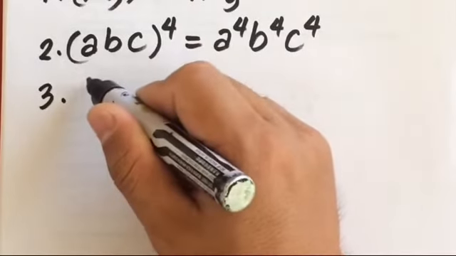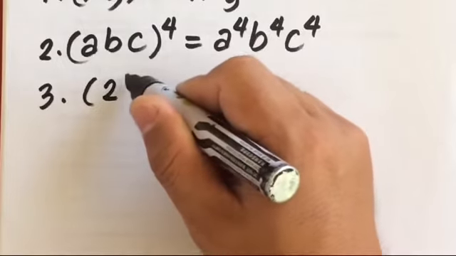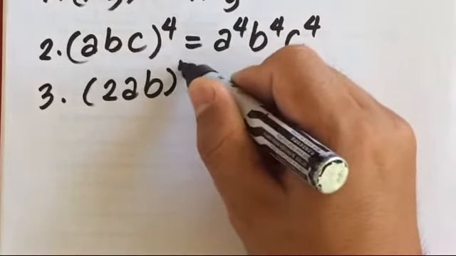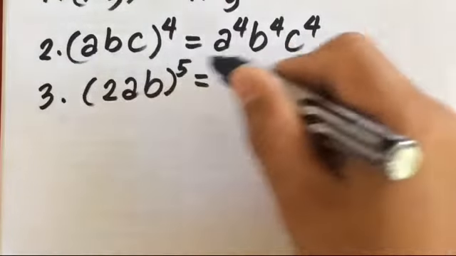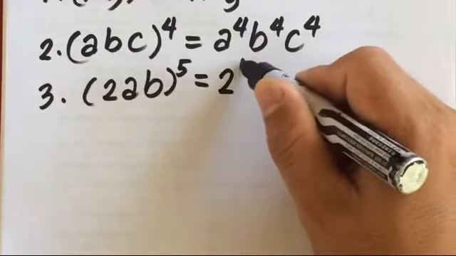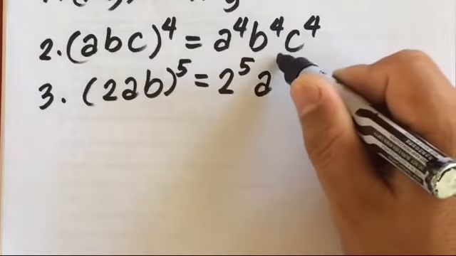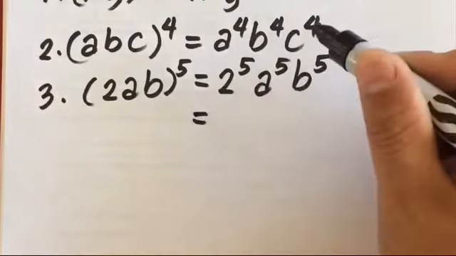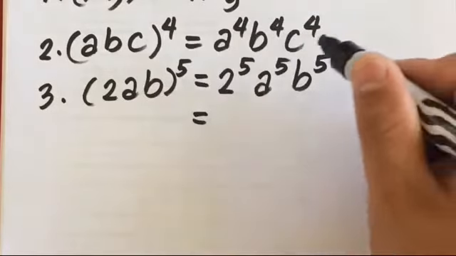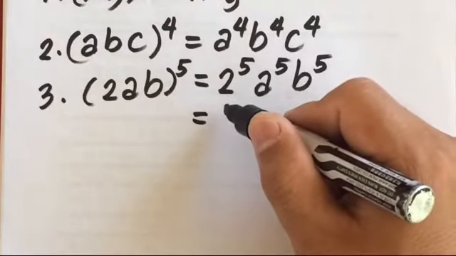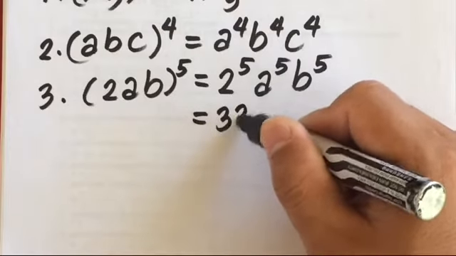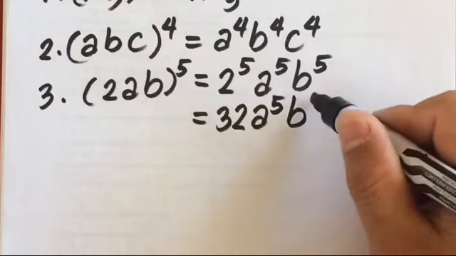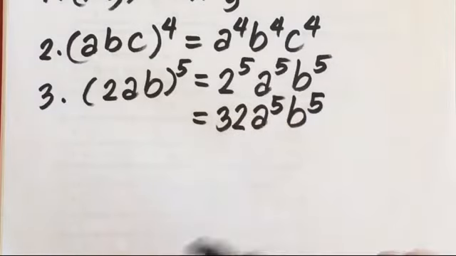Number 3. Let's have 2ab raised to the power of 5. So this will be equal to 2 to the power of 5, then a to the power of 5, and b to the power of 5. 2 to the power of 5 is 2 times 2 times 2 times 2 times 2. So the answer here will be 32. So 32, a to the power of 5, b to the power of 5.